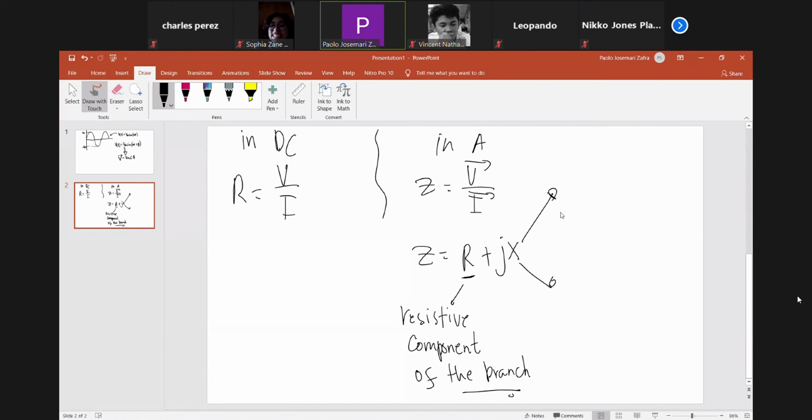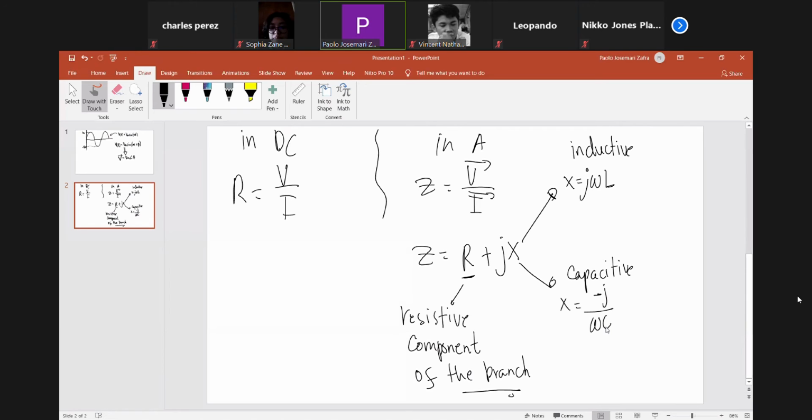So X again is your reactive component. So it could either be inductive. So when you say inductive, your X is simply equivalent to omega L, or positive j omega L. So this is your inductive reactance. And if it's capacitive, this quantity is equivalent to negative j divided by omega C.